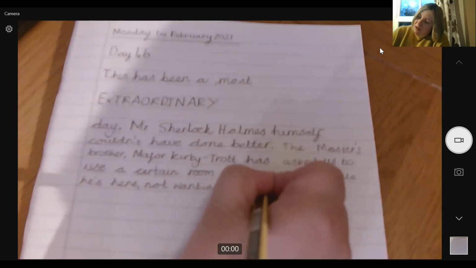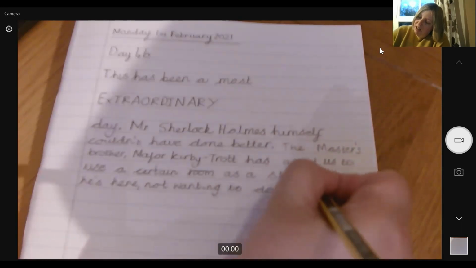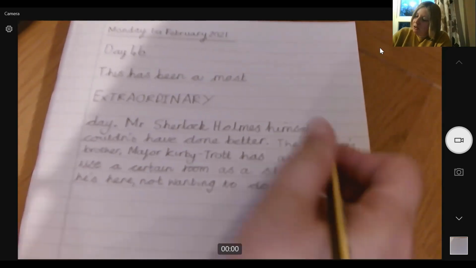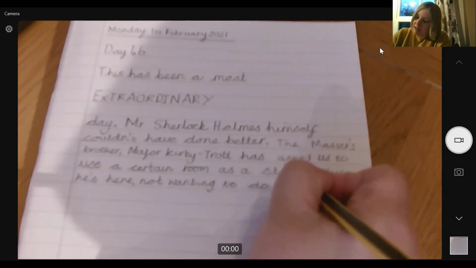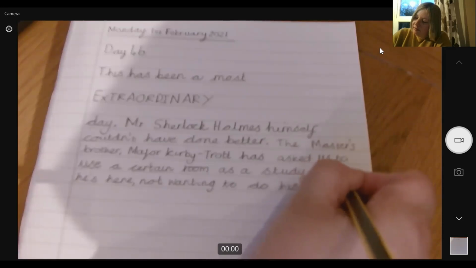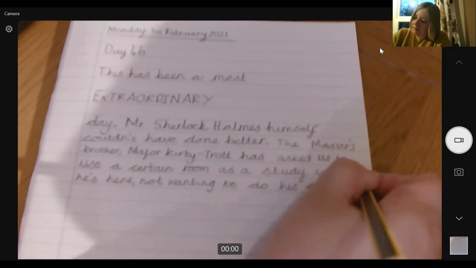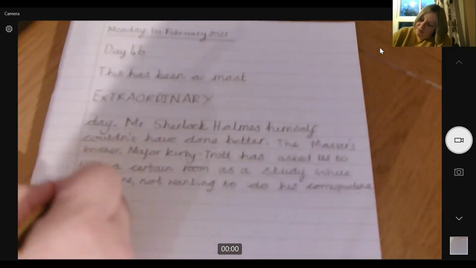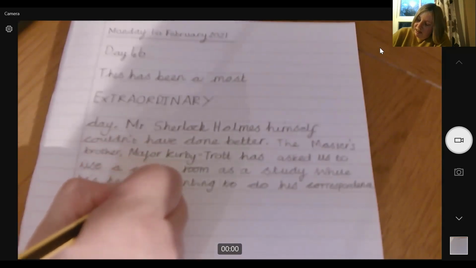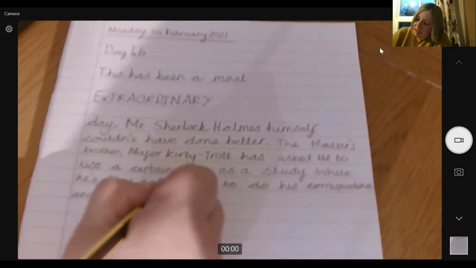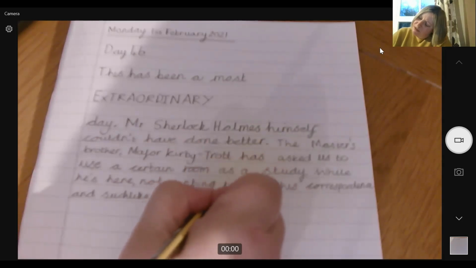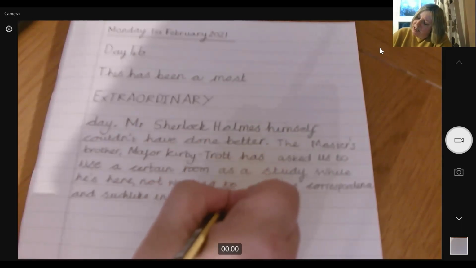to do his. Can you see how I keep repeating the sentence to myself to help me to remember? Not wanting to do his correspondence and such like in the library. What do I need to end my sentence? Oh, I need a full stop.